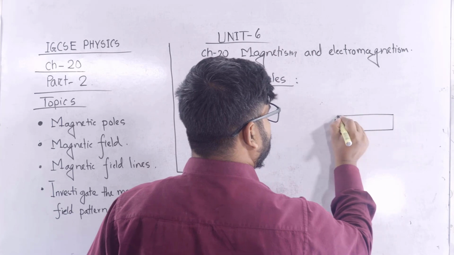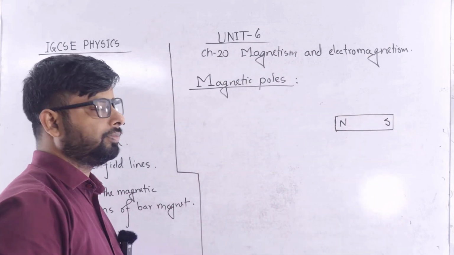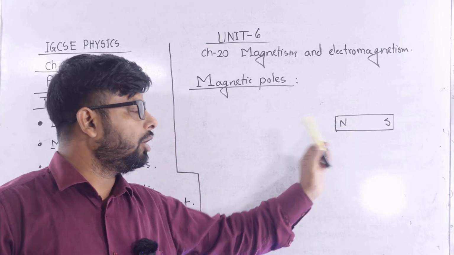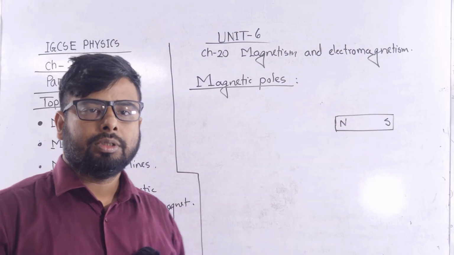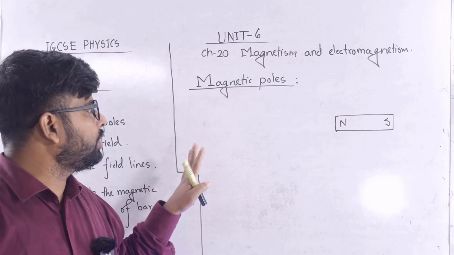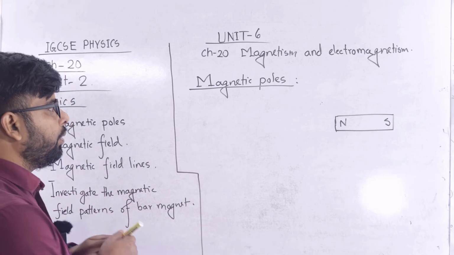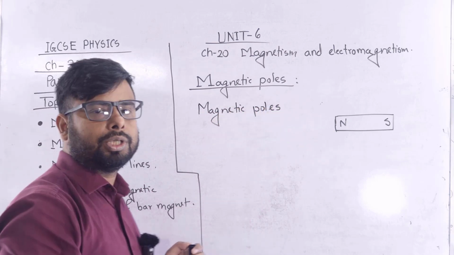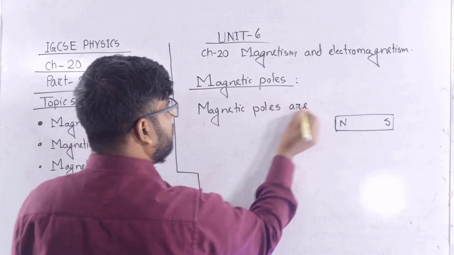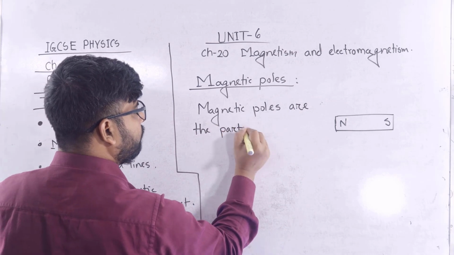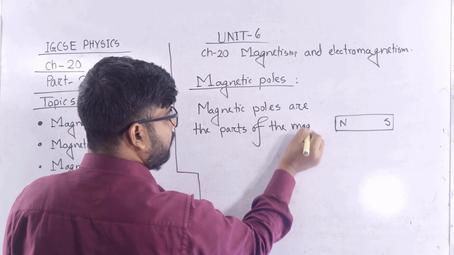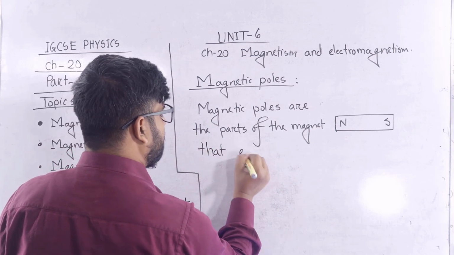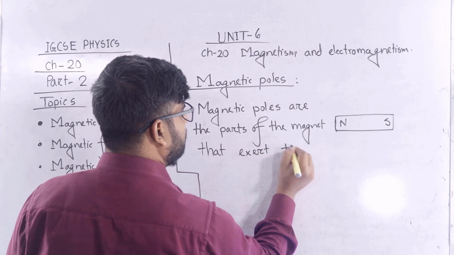Every magnet has two poles, a north-facing pole and a south-facing pole. So magnetic poles are the region or area of the magnet where the magnetic force is maximum. Magnetic poles are the parts of the magnet that exert the greatest force.